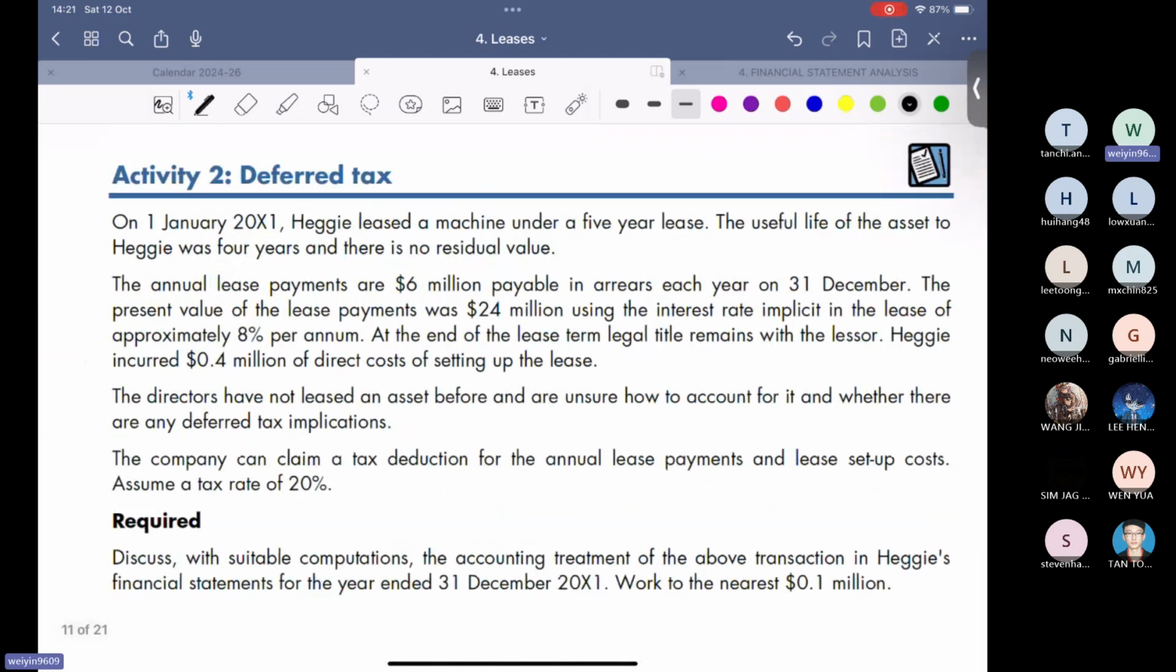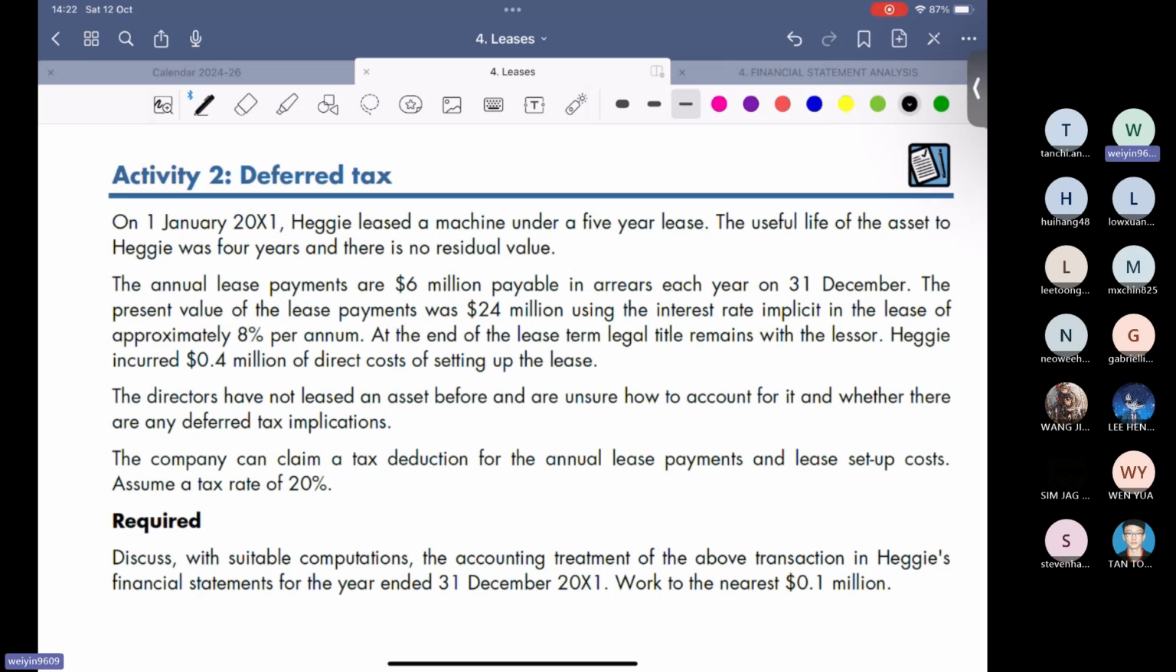Okay. Activity 2, deferred tax. I give you 15 minutes to go for S1, S2, S3, and S4. Prepare S1, S2, S3, and S4. Then only we go to the deferred tax. So the deferred tax will be considered S5, right? Just calculate. No need to go for explanation. I'm scared we run out of time.